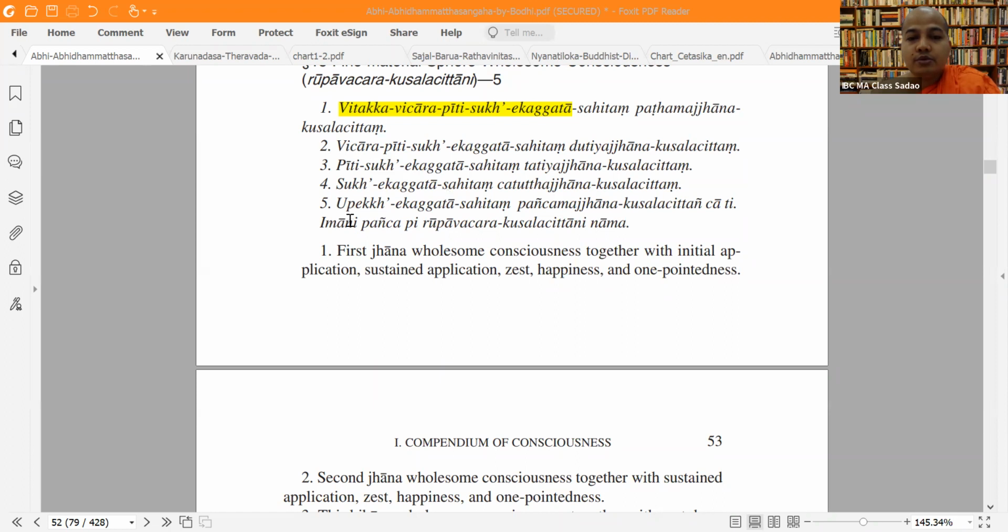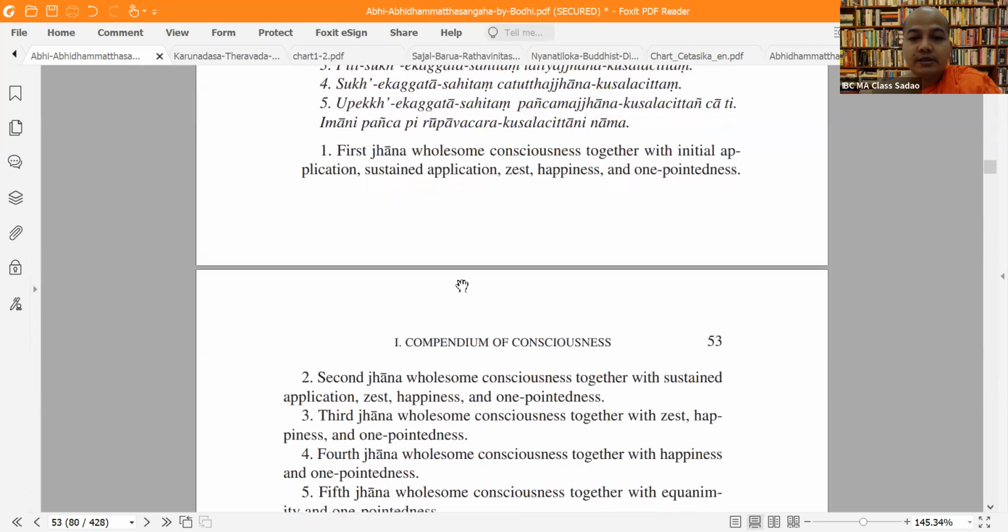And when you move to the fifth jhana, ekagata is present, sukha is absent. In the place of sukha, you have upekkha. And it seems that even in the arupa jhana, these 2 factors are present, upekkha and ekagata. We will come to that later.